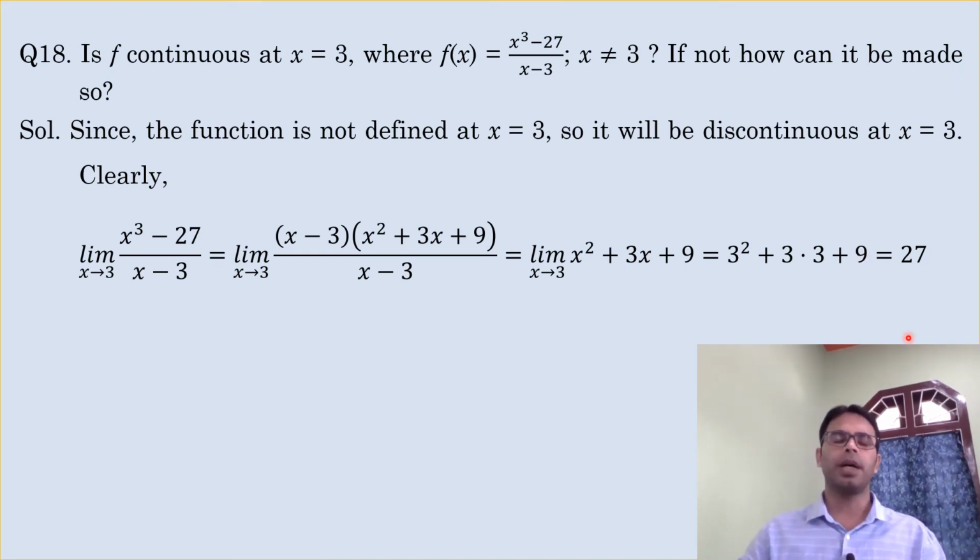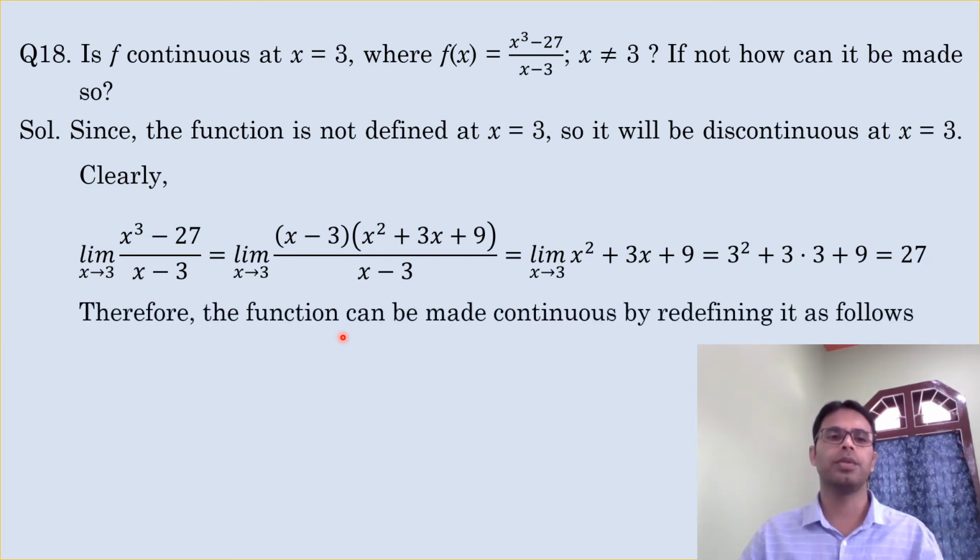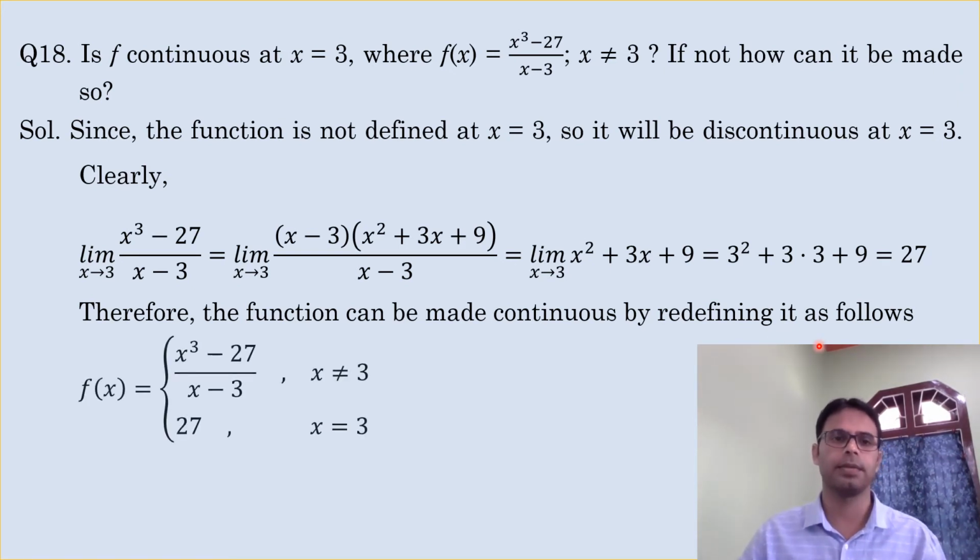So if the function has the functional value equal to 27, then it will be continuous, because we already observed that the limit value is equal to 27 and the functional value, f(3), is also equal to 27, then it will be a continuous function. So you see, therefore the function can be made continuous by redefining it as follows. The new definition of the function will be like this: f(x) is equal to, this is the given condition, so this is the definition of the function, and this is the function value we have to take to make the function continuous.